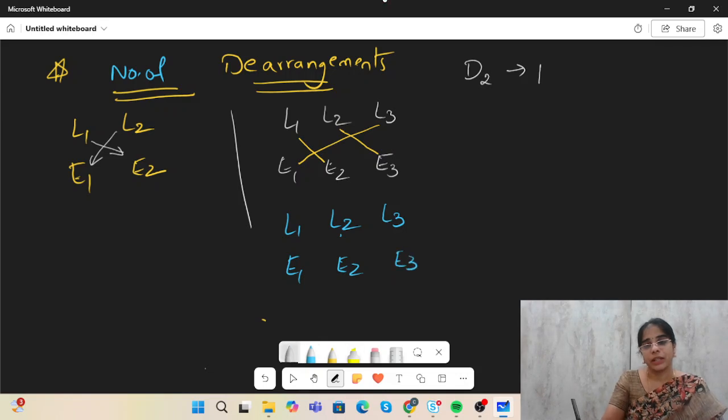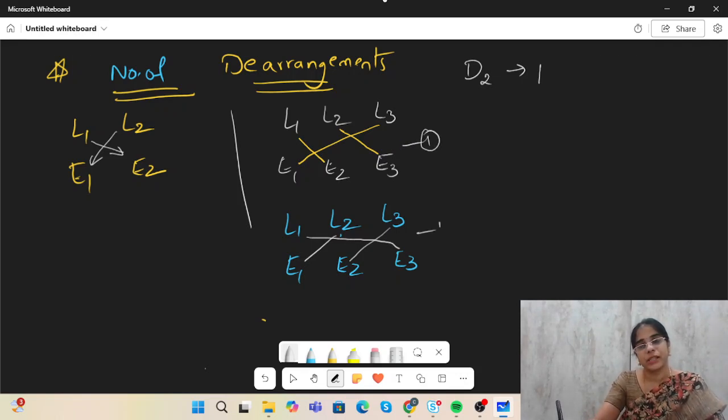I can give L3 to E2, L2 to E1. Hence L1 will be with E3. Here also there is a de-arrangement. So this is one way, this is another way. Now, can anyone think about any other possibility? Just take a pause and then think about it.